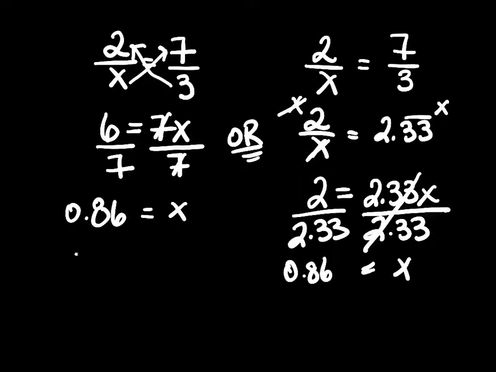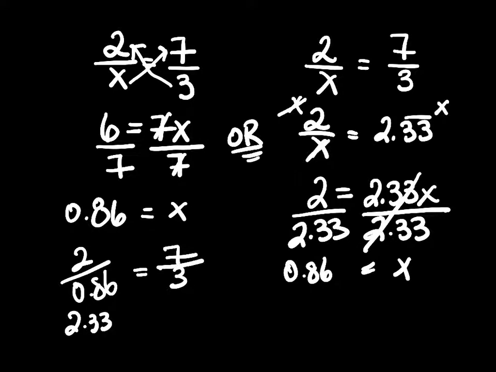Let's check our work real quick. Is 2 divided by 0.86 equal to 7 divided by 3? So 2 divided by 0.86 is 2.33. And 7 divided by 3 is 2.33. So we have done this correctly. Okay, let's try one more.